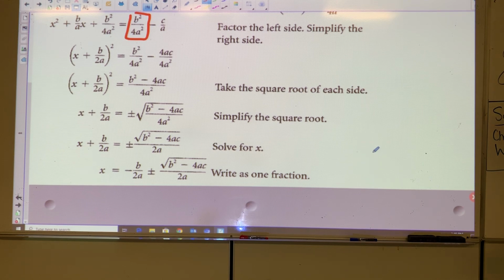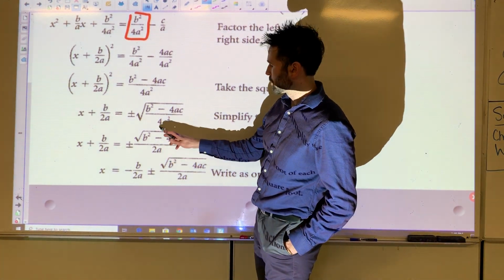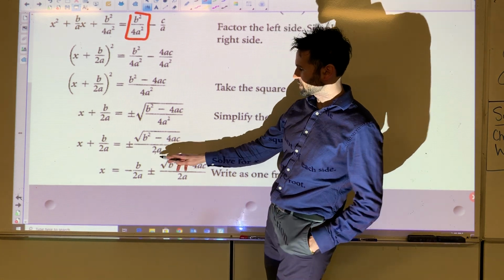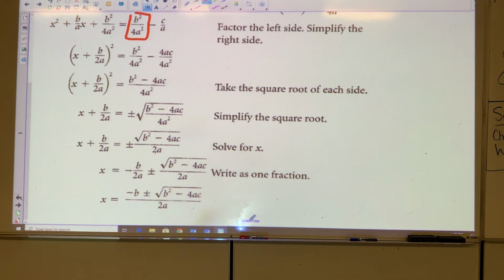The square root of 4a squared, so the square root of this is 2a, right? What's the square root of 4? 2. What's the square root of a squared? A. So that's why the square root's only in the numerator. And then there you have it, the quadratic formula.